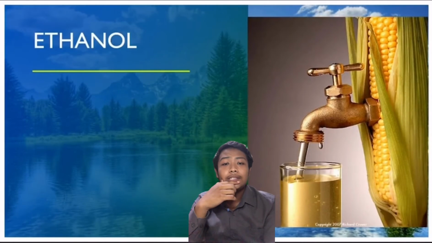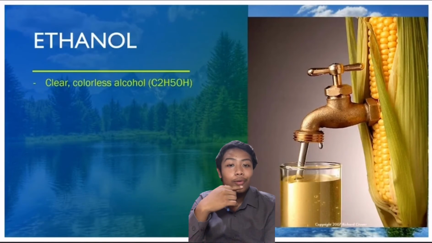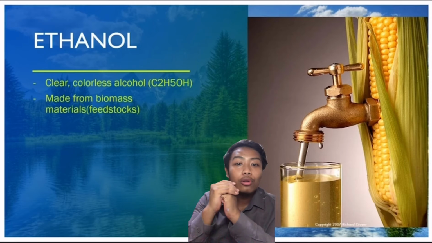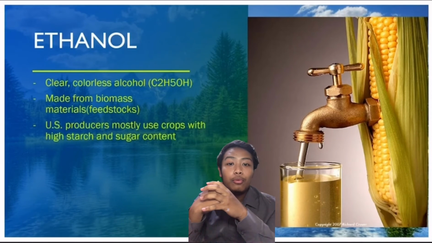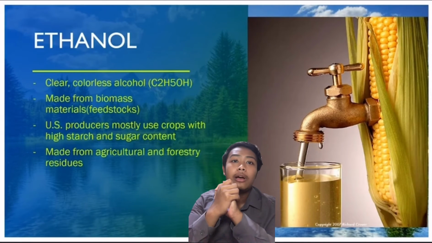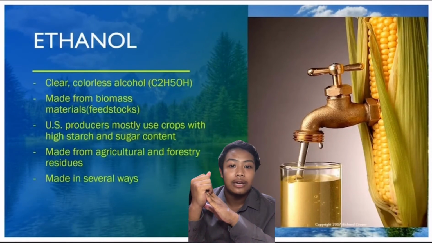So, the question is, what is ethanol? Ethanol is a clear and colorless alcohol with the formula of C2H5OH. This alcohol can be made from biomass materials or also known as feedstocks. In the US, fuel ethanol producers mostly use crops with high starch and sugar content, such as sugarcane and corns. However, ethanol can also be made from agriculture and forestry residues. Ethanol can be made in several ways. One of the examples is fermentation.